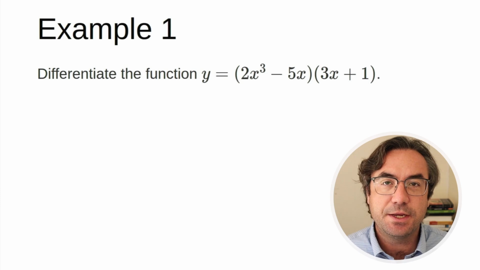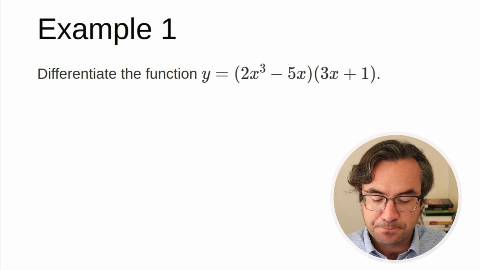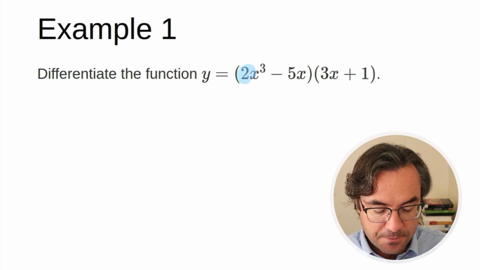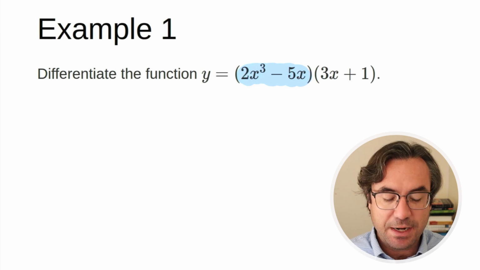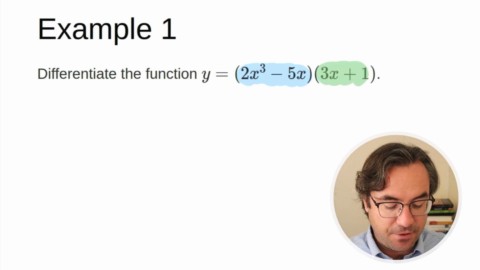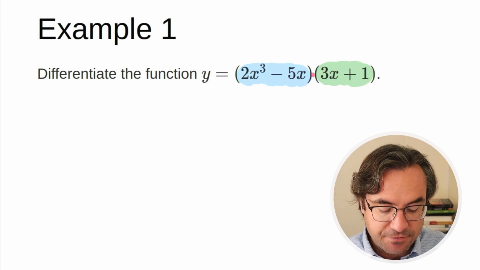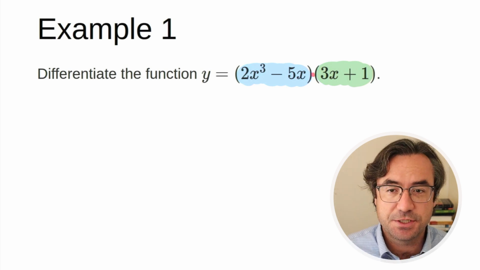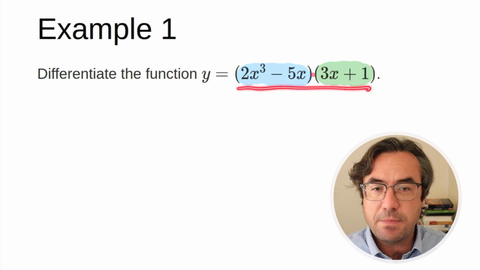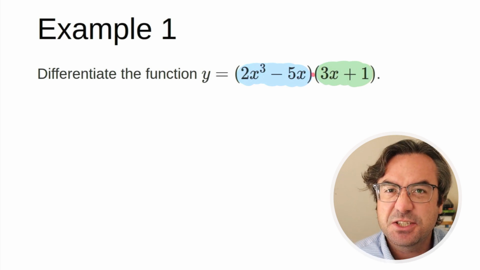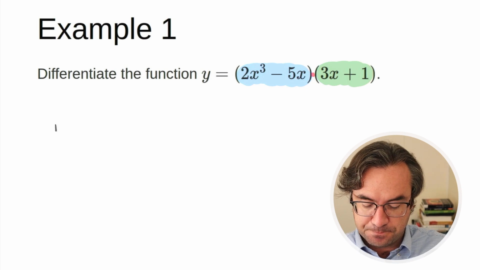And we have this function y equal to 2x cubed minus 5x times 3x plus 1. So what's going on here is we have this first function, 2x cubed minus 5x. We have the second function, 3x plus 1, and it's not written, but I'm going to put it in there to really emphasize it. We're multiplying those two functions together. For this one, we could actually do the multiplication here, but let's just see how product rule would work. So we're going to try this one with product rule.